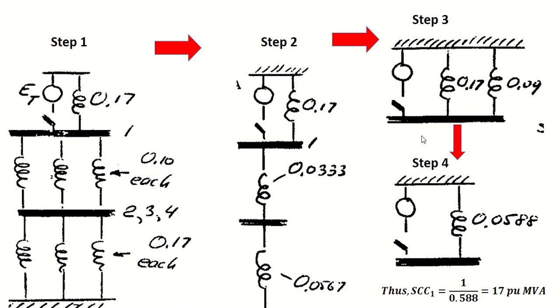So we have this circuit here now. We have our ET, our transformer and generator reactance, and our total. Again, what can we do here? We can add these reactances in parallel. So if we add 0.17 in parallel with 0.09, we get 0.0588. This is our equivalent Thevenin circuit. So what does the formula say? SCC will be equal to 1 divided by the Thevenin reactance, and our Thevenin reactance here is 0.05.